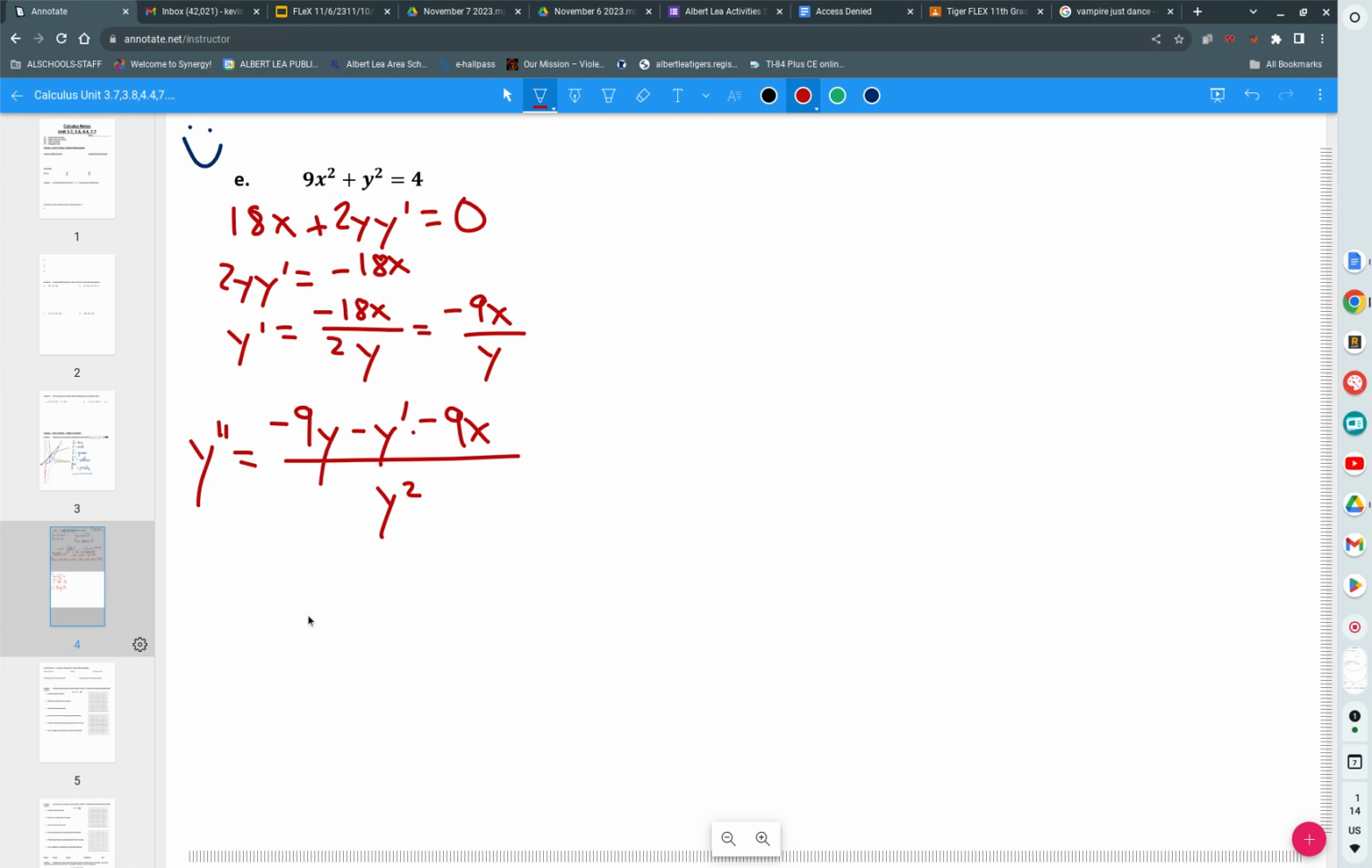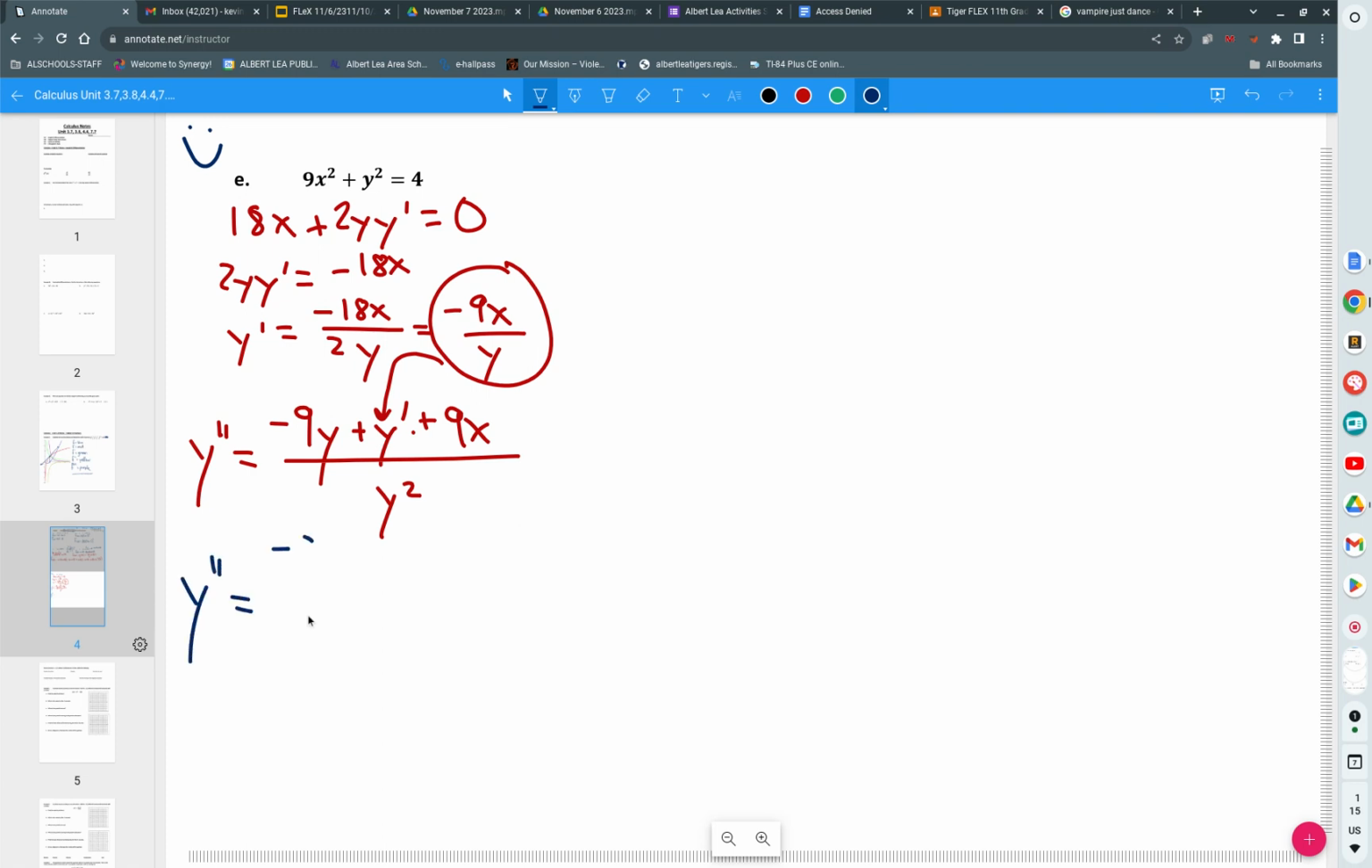Now, we'll clean this up a little bit, but first of all, you have minus and it's a negative 9x, so everybody agrees that those are going to turn to plus, correct? And then the other thing is that we have a y prime. We don't want y double prime to equal something with a y prime in it. So we need to take what y prime is and drop it right in here. Okay?